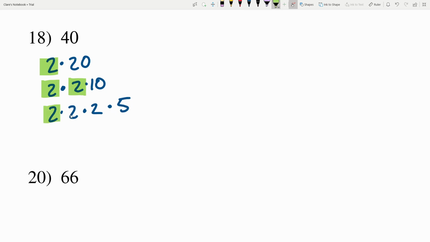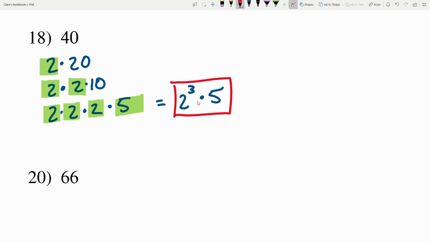So now we have prime, prime, prime, and another prime. So we have 2 three times. So that will be 2 to the 3rd times 5. There we have the prime factorization of 40. And again, how I like to break this up is I like to start with my smallest prime numbers that go into it and work my way up.